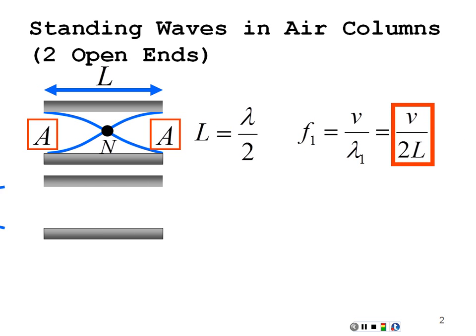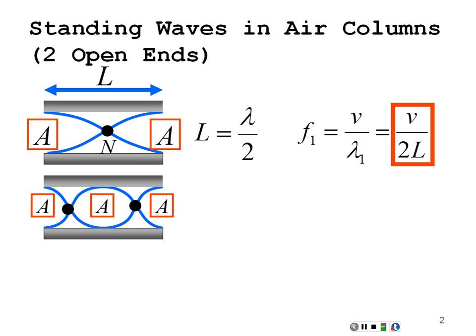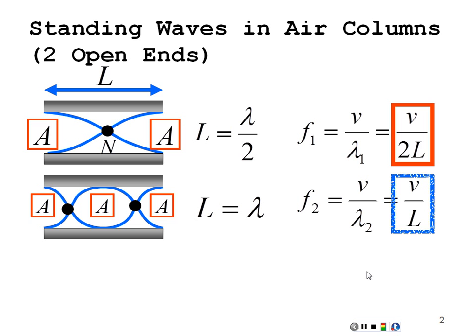If I want to get another standing wave, another harmonic, I am again constrained to have an antinode at either open end, but I can also add another antinode-node pair in between. So now the length of this tube is half a wavelength plus half a wavelength, or one full wavelength. The frequency that corresponds to that is the velocity of sound divided by the total length, L.